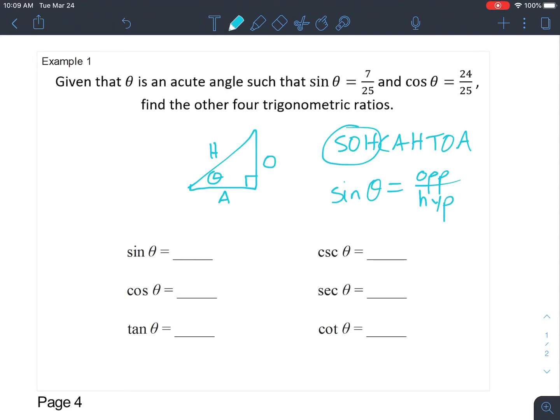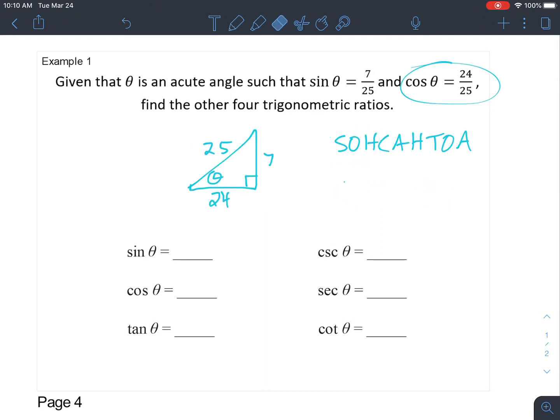Therefore, we know, according to our fraction right there, the opposite was 7 and the hypotenuse had to be 25. Then for cosine, we were told that the adjacent is 24 and the hypotenuse is still 25, because cosine is adjacent over hypotenuse.